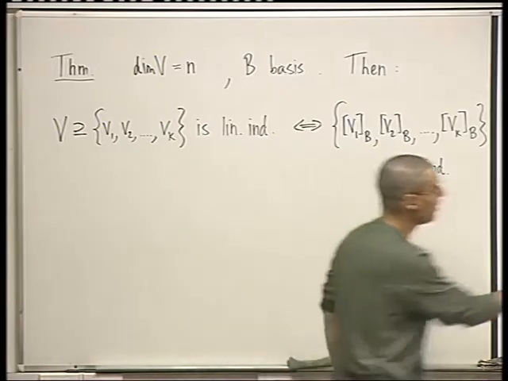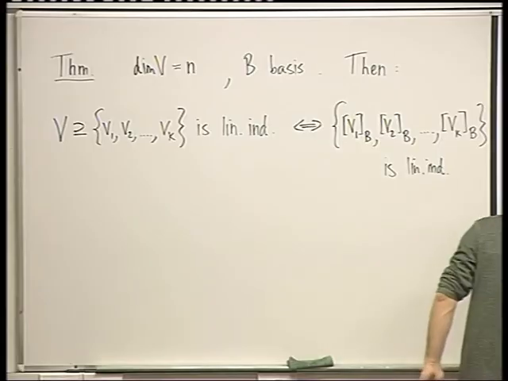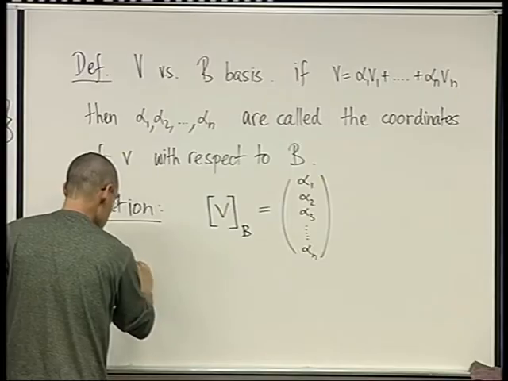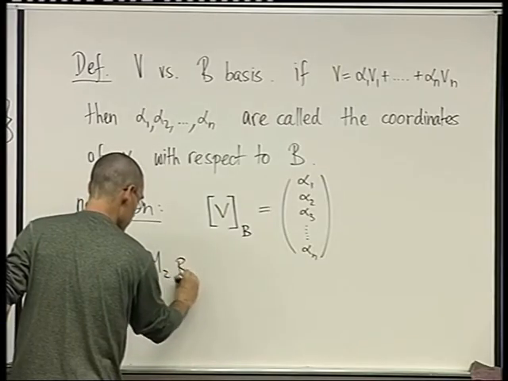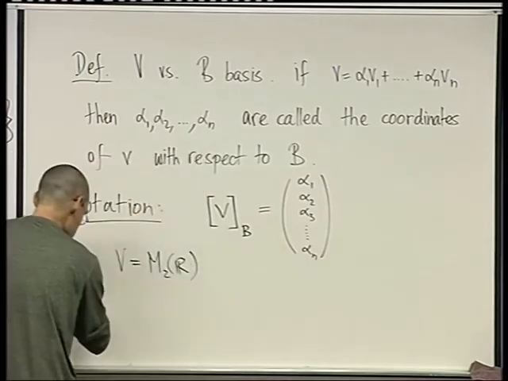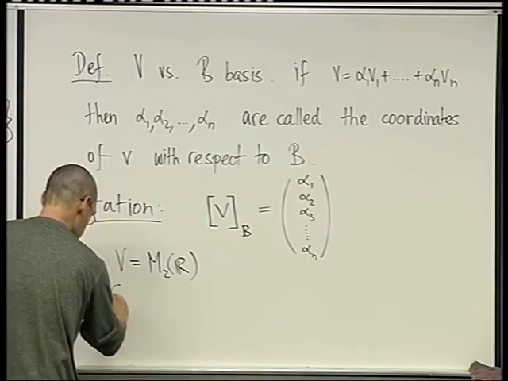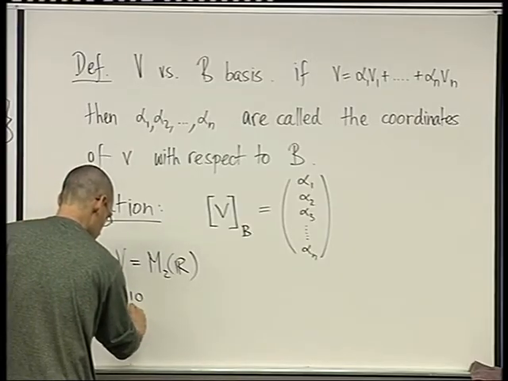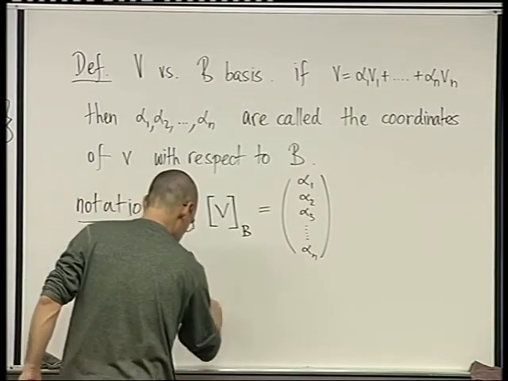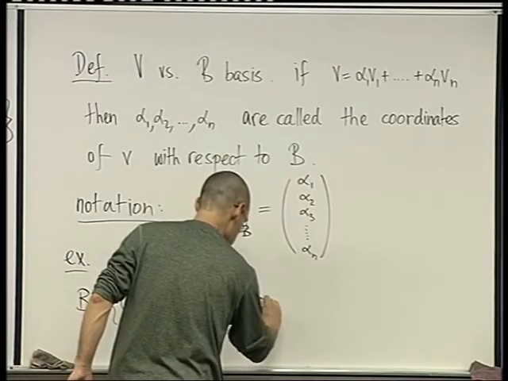Let's add another example right here. Here on this board. Please look here a second. Here's another example, quickly. V equals 2 by 2 matrices over R. Okay. Let's call it B now, so we're precise: B is going to be the standard basis, (1, 0, 0, 0), (0, 1, 0, 0), (0, 0, 1, 0), and (0, 0, 0, 1).